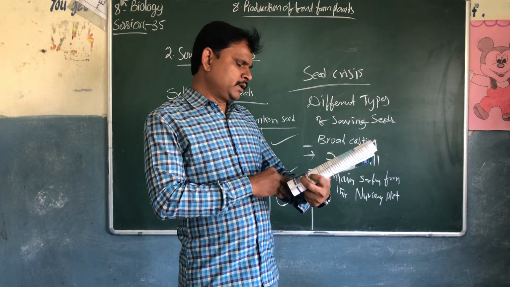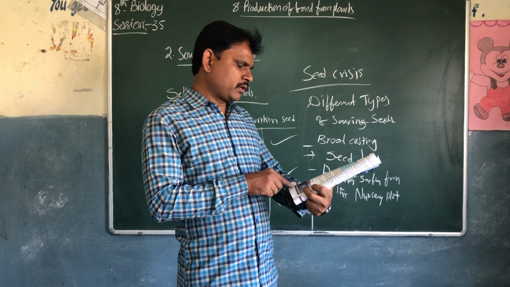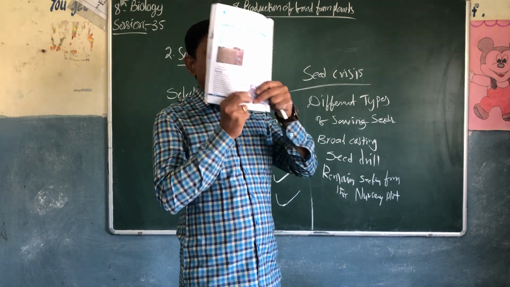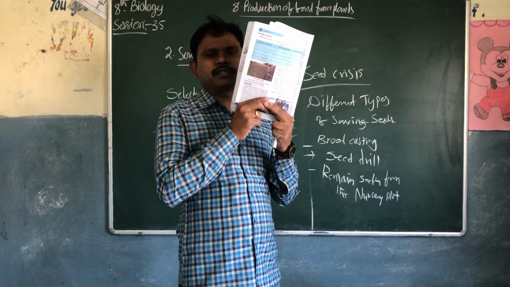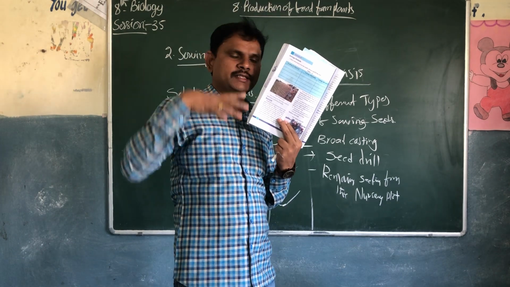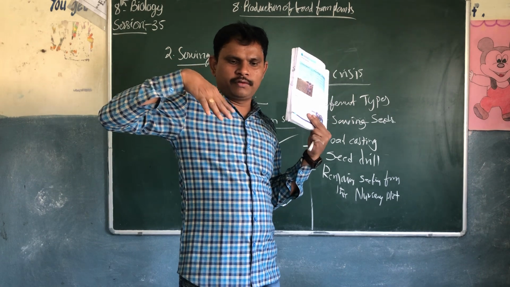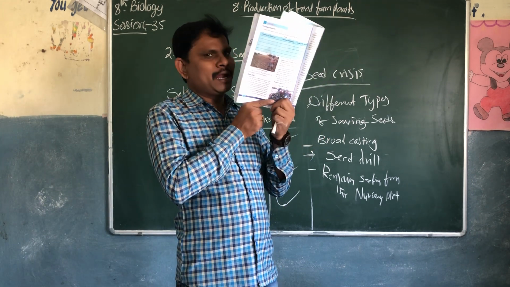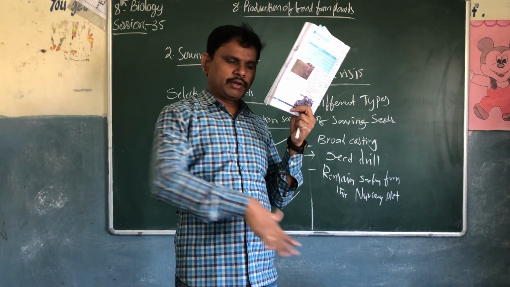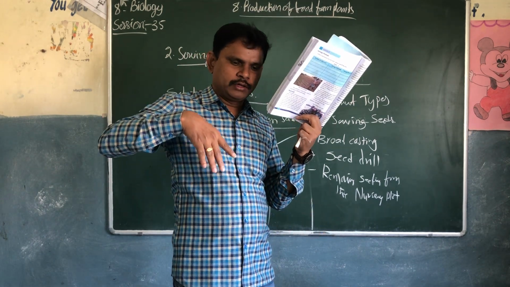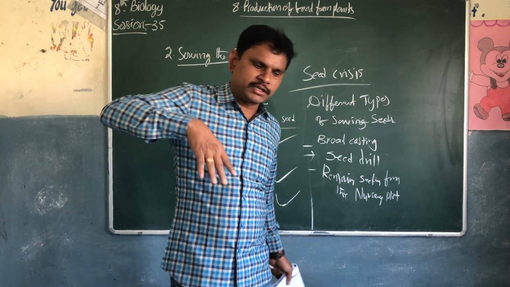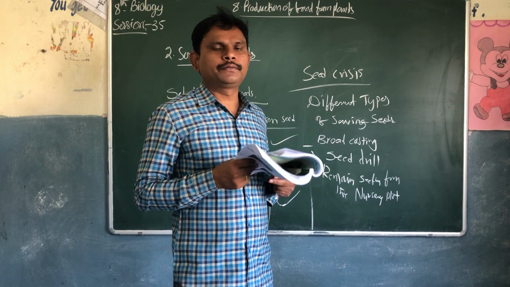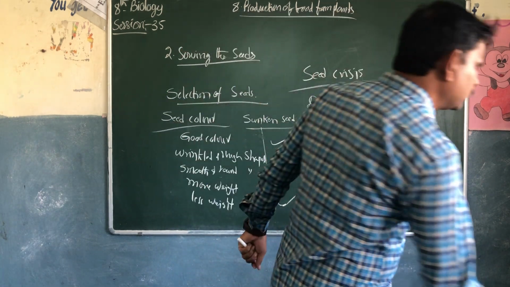In the modern seed drills, there are 4 plus 4 rows. There is a funnel-like structure on top, and in that funnel there are plenty of seeds. When the vehicle moves from one place to another, the blade-like structures penetrate into the soils, so the seeds enter into the soils. So this is another type of sowing of seeds.